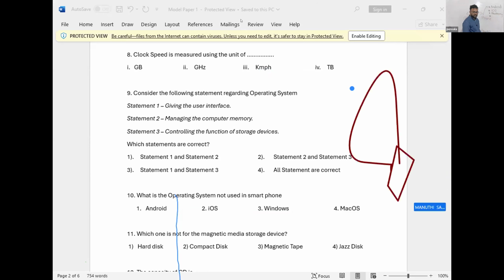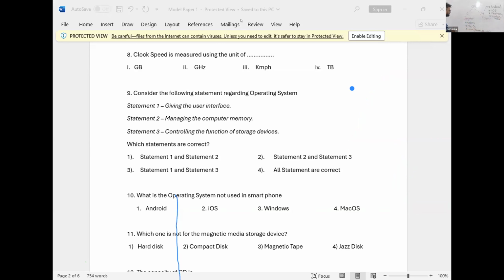The BlackBerry, Windows mobile also, a phone operating system.